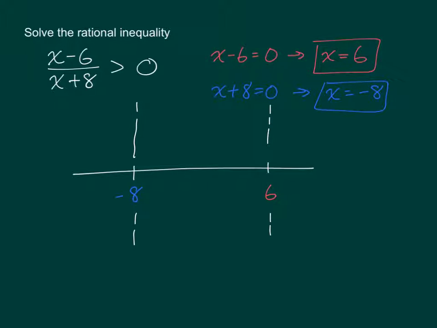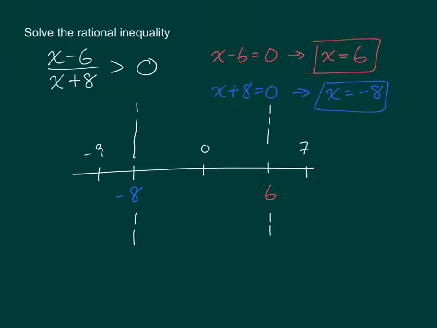we just need to pick a test point or test value in each interval. I picked negative 9 because negative 9 is to the left of negative 8. I picked 0 because 0 is between negative 8 and 6. And I picked 7 because 7 is bigger than 6, or to the right of 6. Then we just have to figure out whether these test values make this inequality true or false.